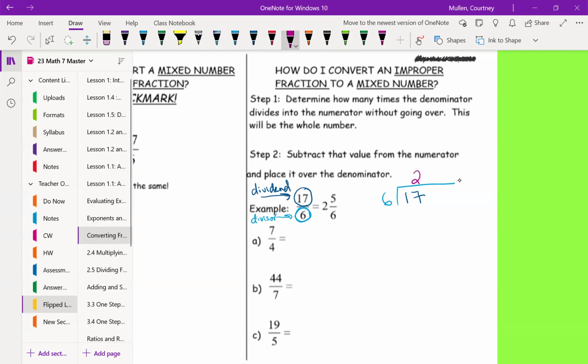Well, 2, right? And 6 times 2 is 12. When we subtract, 17 minus 12 is 5. And so what we look and see is this is our whole number. Our remainder is our numerator.